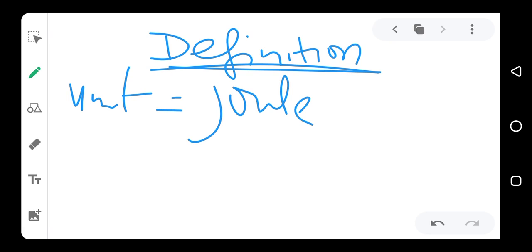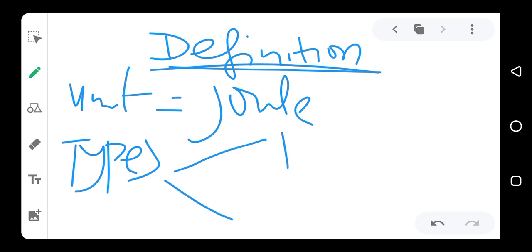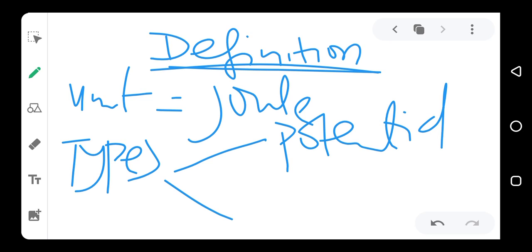Now, the types of energy: we have two primary types of energy. We have potential energy and kinetic energy.